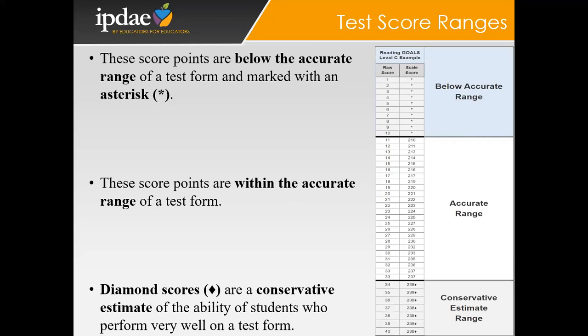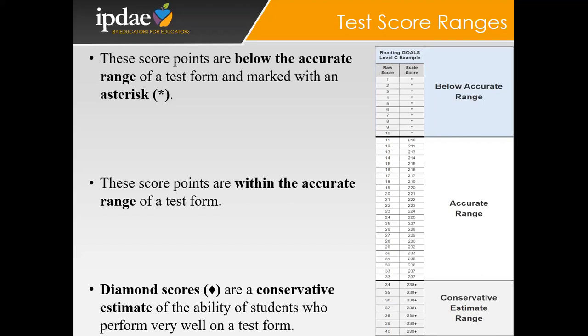The below accurate range, that's when you see that asterisk. These score points are below the accurate range of a test form and marked with an asterisk. Retesting may be necessary to get an accurate range score.